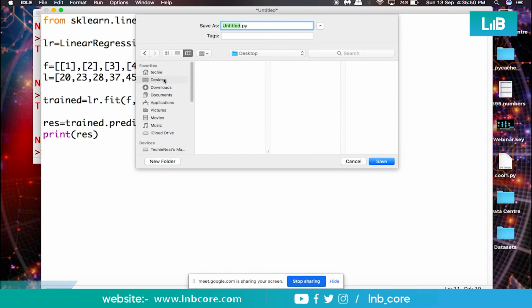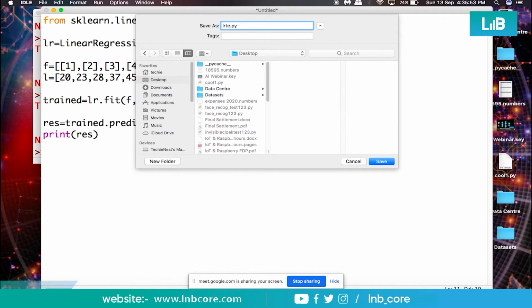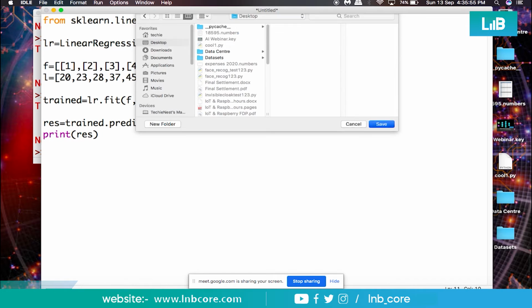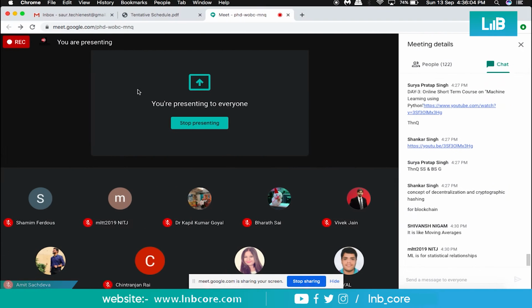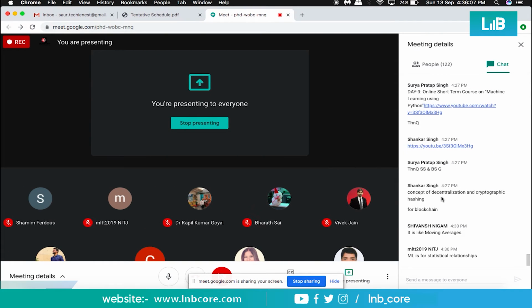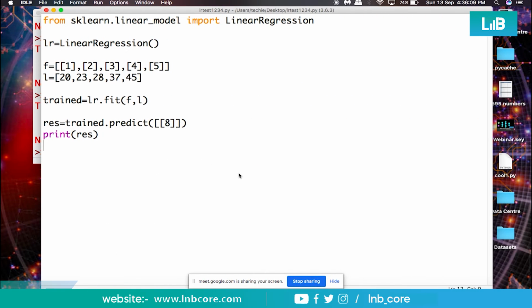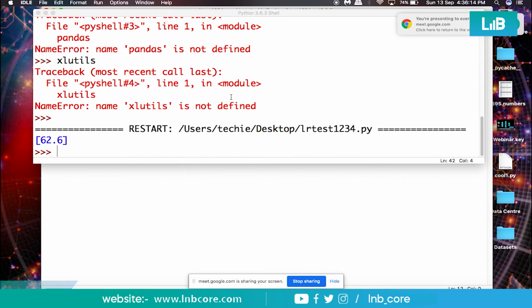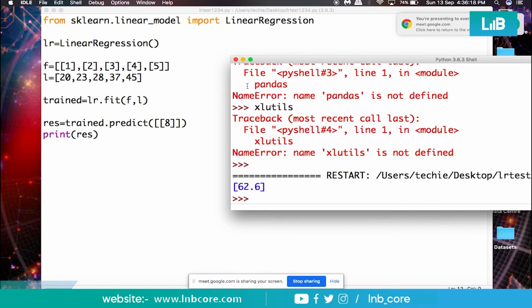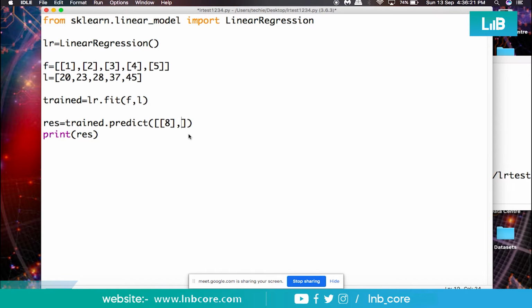Okay, and then let me save it. So let me save it on the desktop. It was LR test 1 2 3 4, right? So let me save it and run it. Have you understood these few lines of code? Yes, sir. Okay, then let me run it. See, the salary should be 62.6.